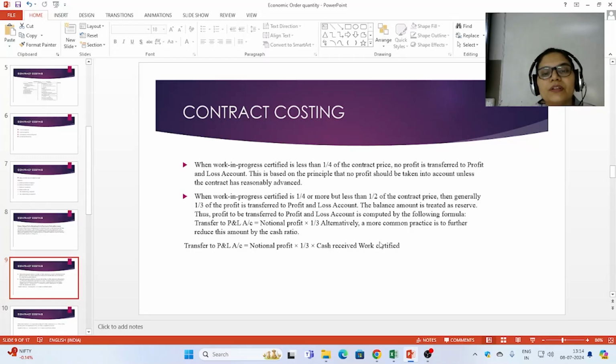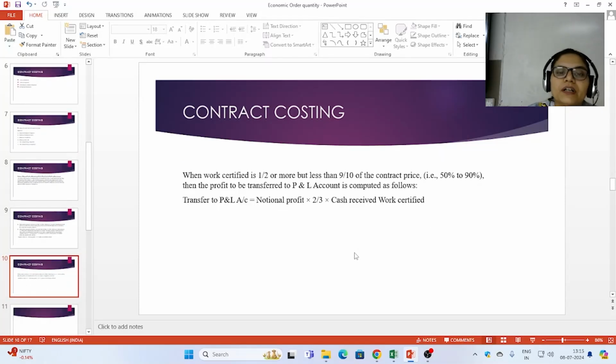When work in progress certified is 1/4 or more but less than half of the contract price, then generally 1/3 of the profit is transferred to the P&L account. The balance amount is treated as reserve. Thus, the profit transferred to the P&L account is computed using the formula: notional profit × 1/3 × cash received / work certified.